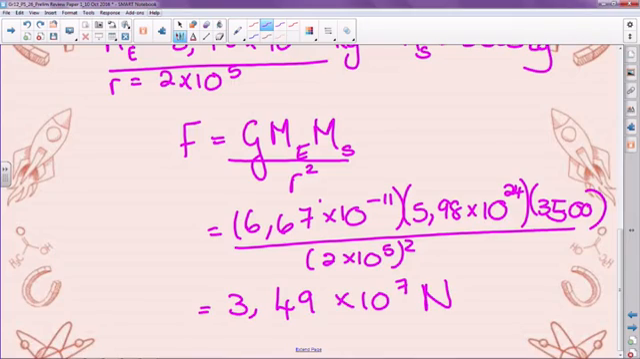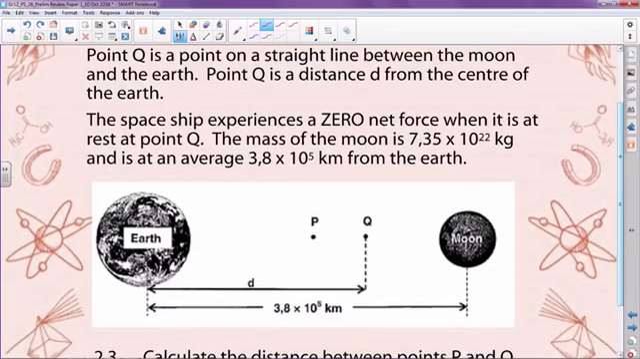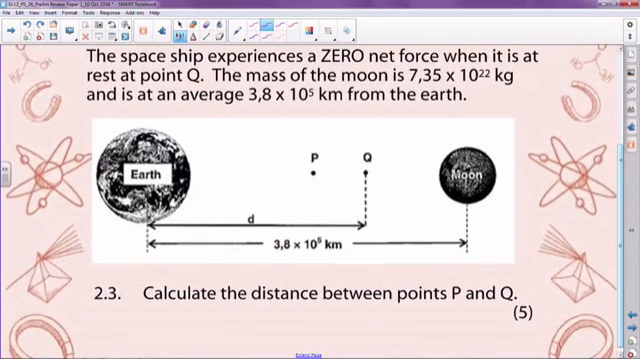Okay, now let's go to the next question. Now they say to us that point Q is on a straight line between the moon and the earth. Q is a distance d from the center of the earth. The spaceship experiences a zero net force when it is at rest at Q. The mass of the moon is 7,35 times 10 to the 22 and is an average 3,8 times 10 to the 5 kilometers from the earth. I have no idea why I didn't get the wrong answer. Anyway, calculate the distance between points P and Q. That's the distance that I want. Okay, you have 3 minutes and your time starts now.